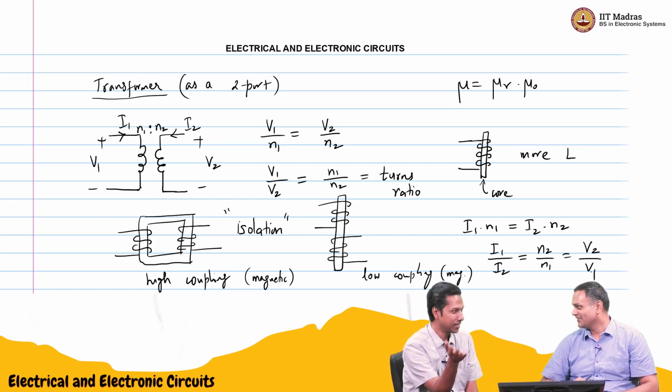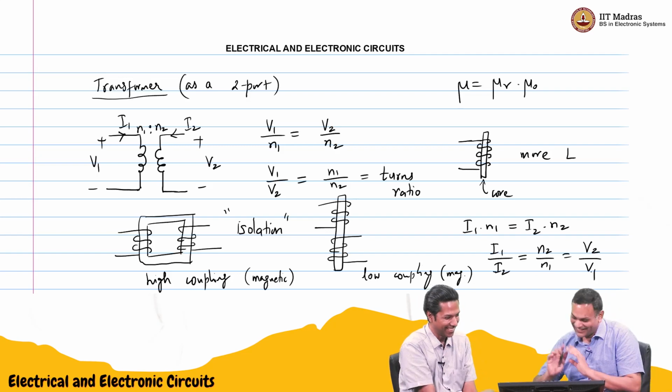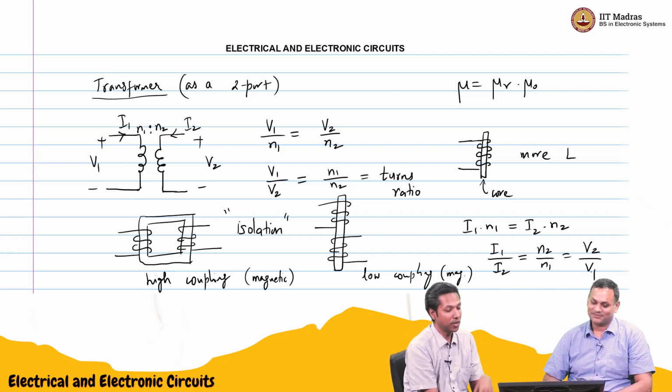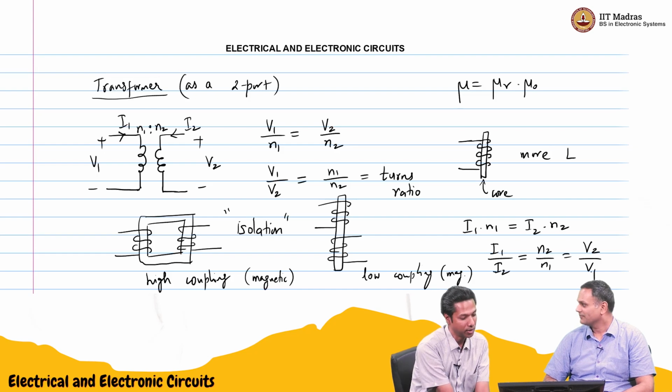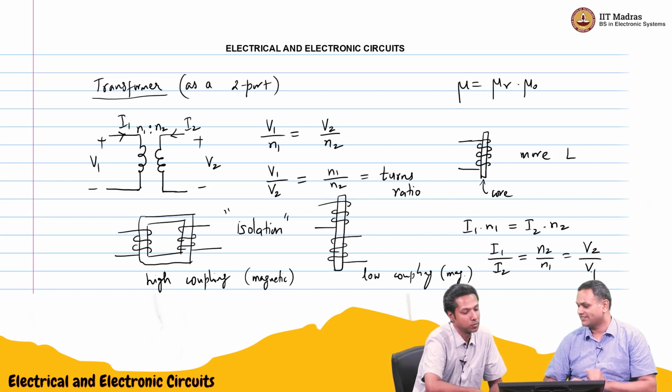I think we need not go into the details. From there we get this relationship: I1 N1 equal to I2 N2. So that's called the ampere turns balance. The MMF ampere turns balance.